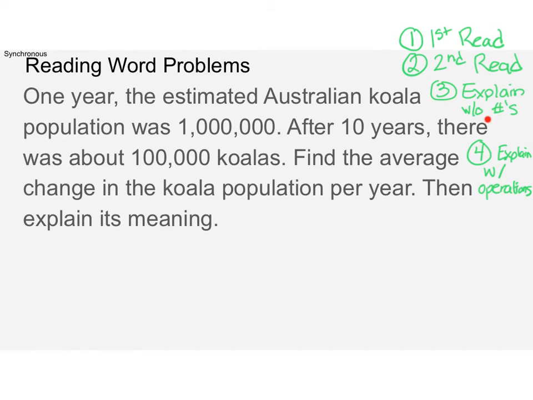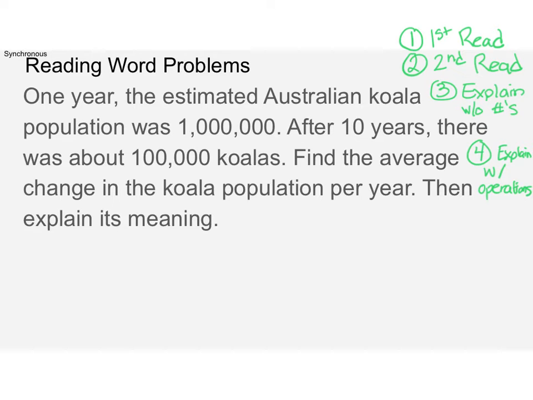So I'm going to go ahead and explain this without numbers. There were a lot of koalas, and after so many years, there were not as many koalas. And we need to find the difference or the change in the population, or how the koalas changed over each year. Okay, now I'm going to explain with the operations.